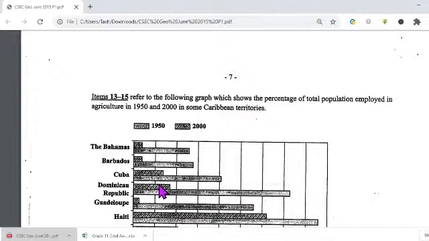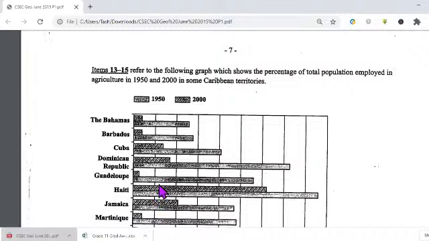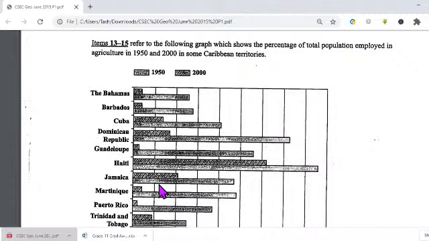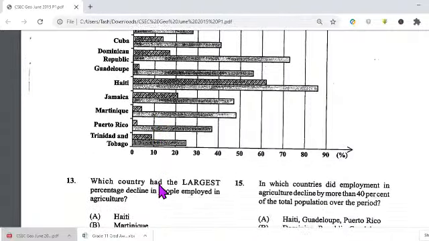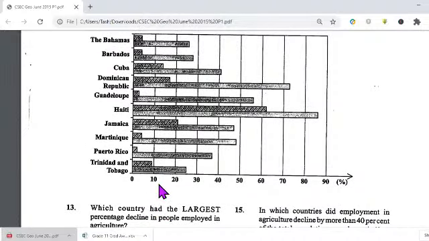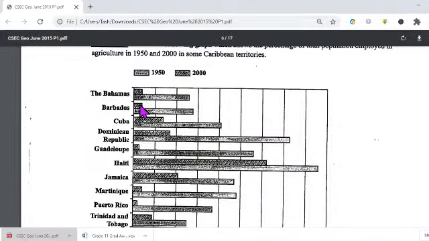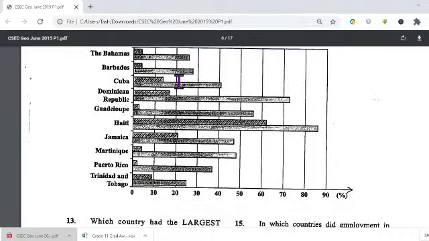Items 13 to 15 refer to the following graph, which shows the percentage of total population employed in agriculture in 1950 and 2000 in some Caribbean territories. So this is another familiar question. What country has the largest percentage decline in people employed in agriculture? So we're looking for the largest decline. All of this is already in percentage. And this is 1950 just shaded and 2000 shaded with stripes. So we're looking for the largest decline.